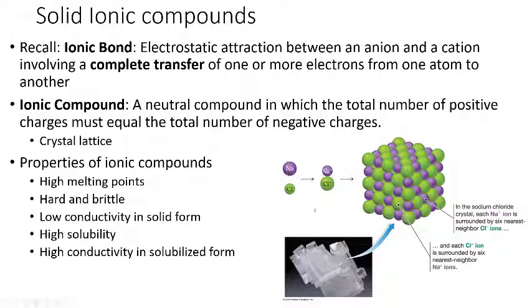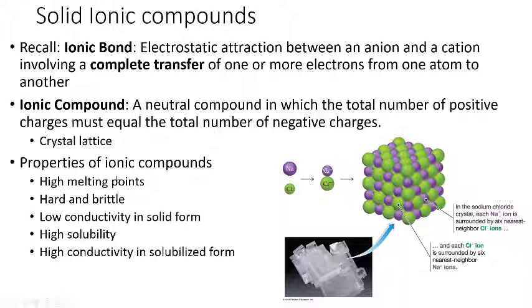So here we have sodium chloride, which is table salt. So we have sodium atoms and chlorine atoms become ionized to form the sodium ion and the chloride anion. And those align in a very highly organized crystal lattice in order to form this ionic solid or ionic compound.